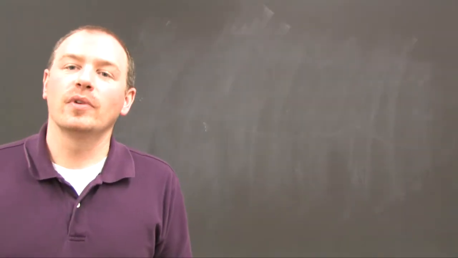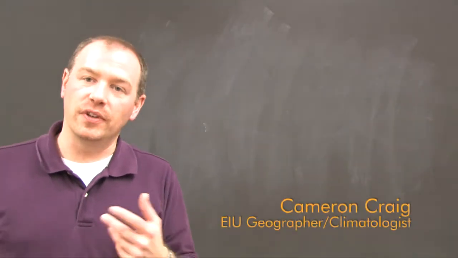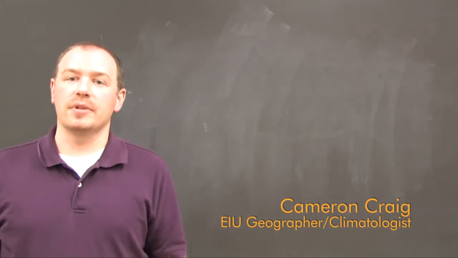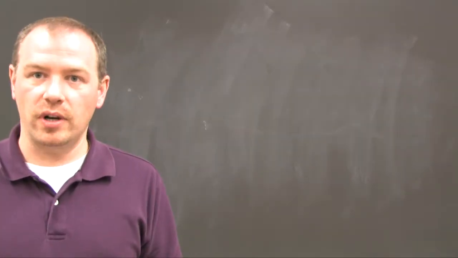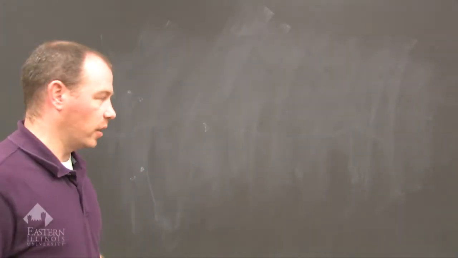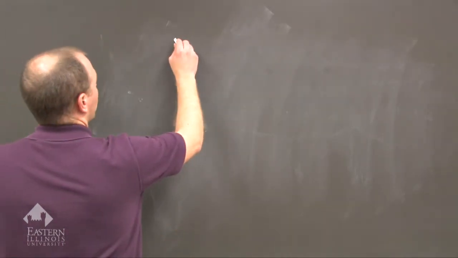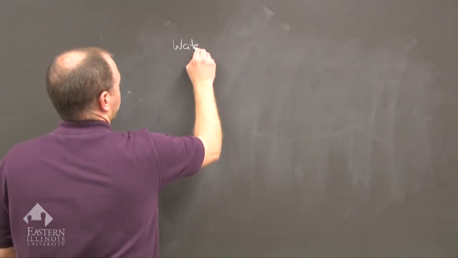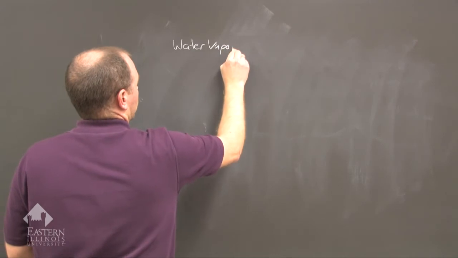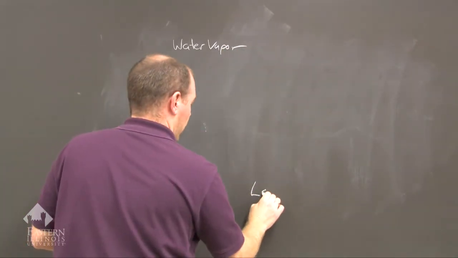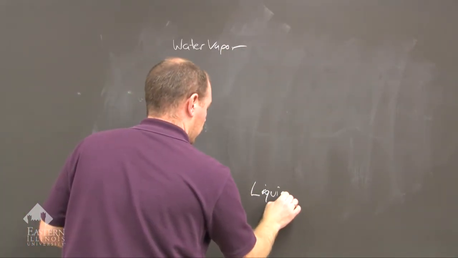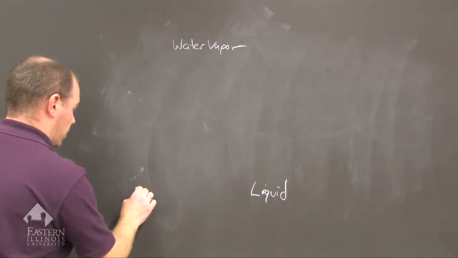In this video lecture, we're going to focus on atmospheric moisture. Now, to begin atmospheric moisture, let's concentrate on the phases of water. There are three phases of water. There is water vapor, then there is water as a liquid, and then there's water as a solid.